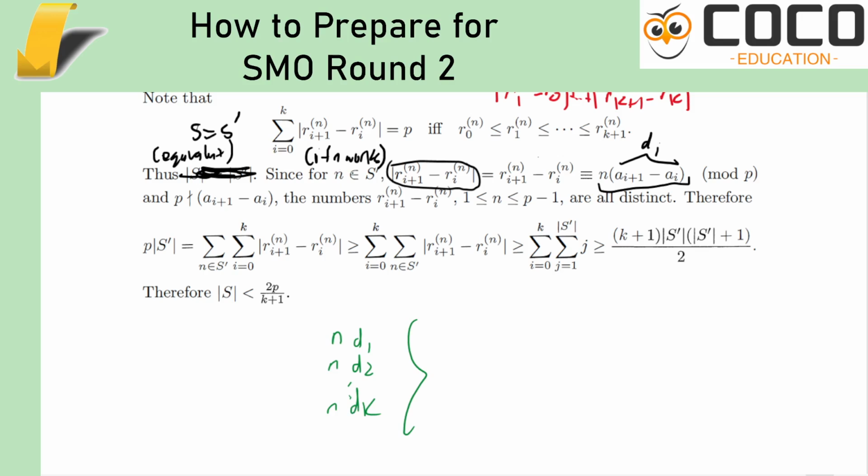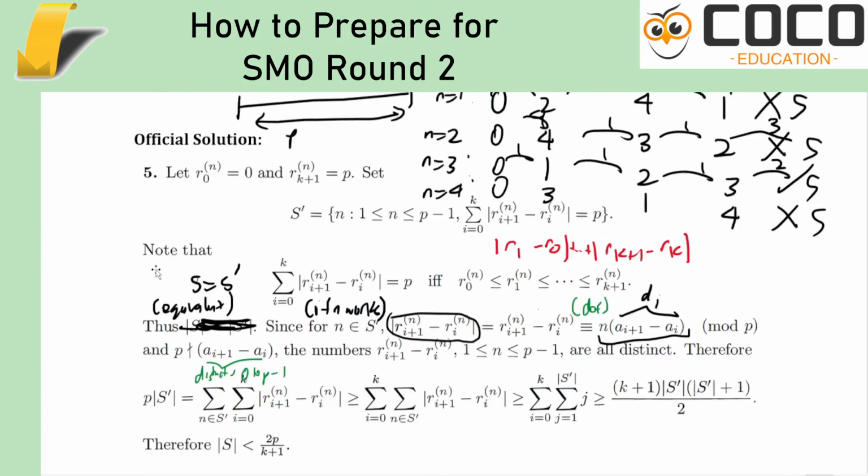So if n works, all of these differences, which the absolute difference is just their normal difference, this is by definition, because r_{i+1} to the n and n is just n a_{i+1} and n a_i mod p. So this is by definition. Now, p doesn't divide a_{i+1} minus a_i. That's also by definition, because these are distinct and from 0 to p minus 1 based on the question. Sorry, from 1 to p minus 1.